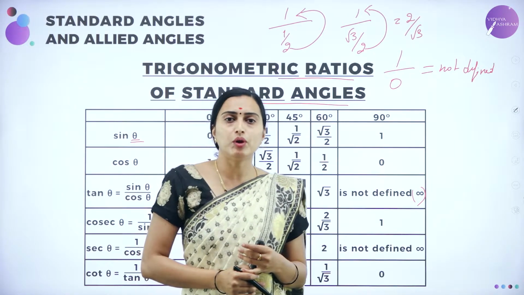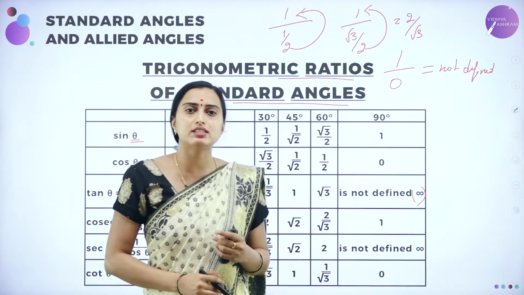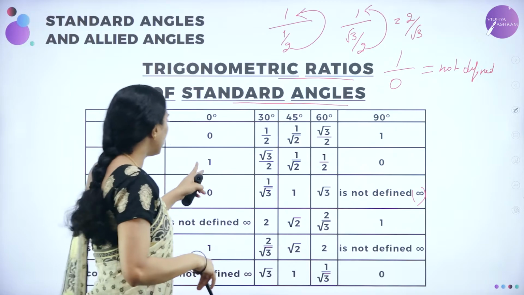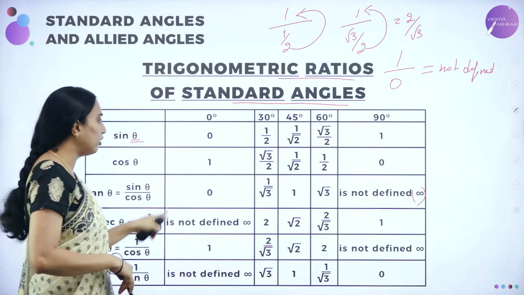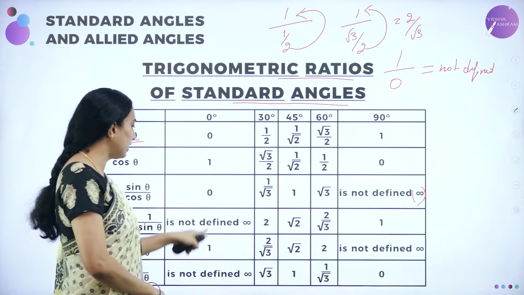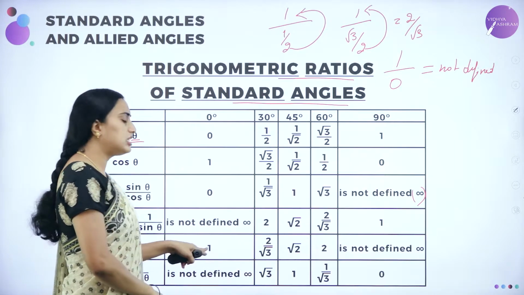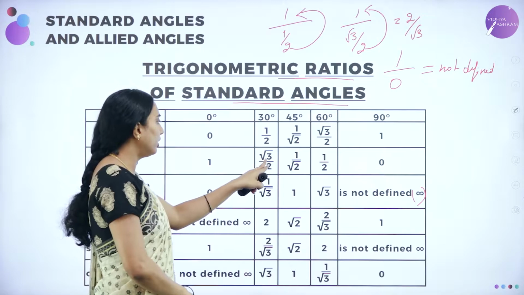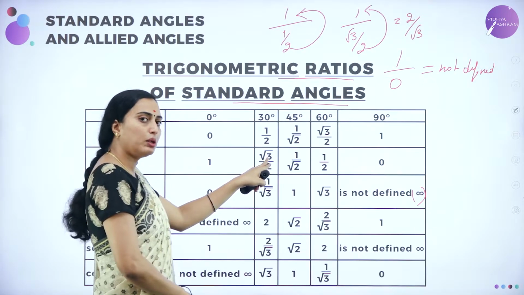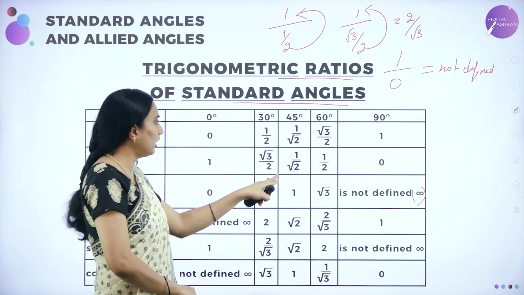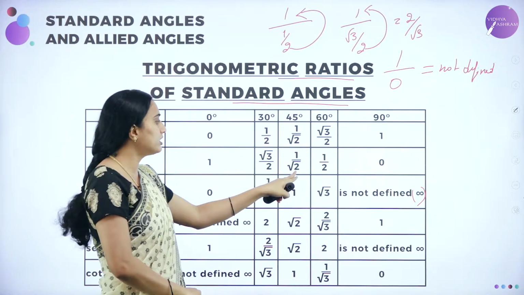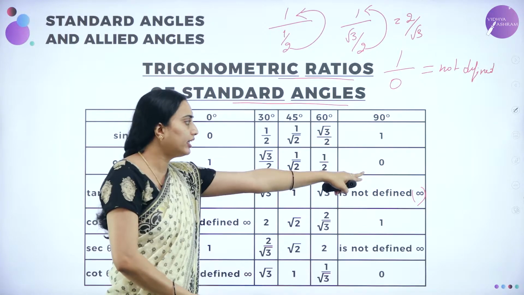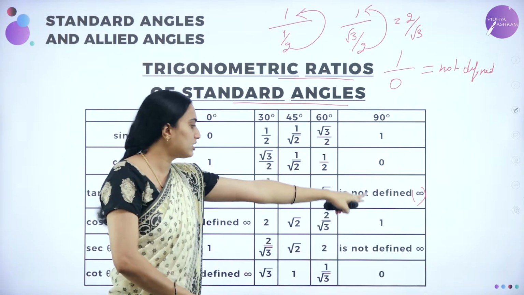Next you are going to have secant theta. Secant theta is nothing but the reciprocal of cos. That means 1 by cos. Whatever value you have for cos, that is the value of the secant. 1 over 1 is nothing but 1, so secant 0 degree is also 1. Next, secant 30 degree is 1 divided by root 3 by 2, going up to 2 by root 3. Again, secant 45 degrees is root 2, secant 60 degrees is 2, and secant 90 degrees is 1 divided by 0, which is not defined.